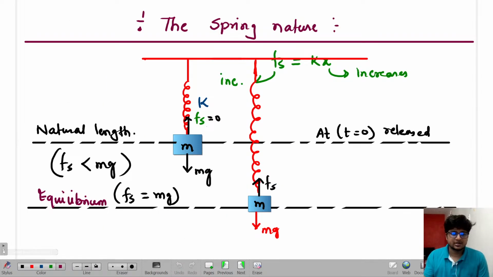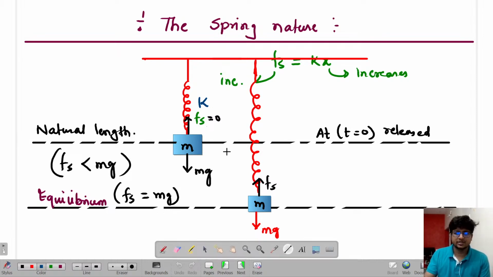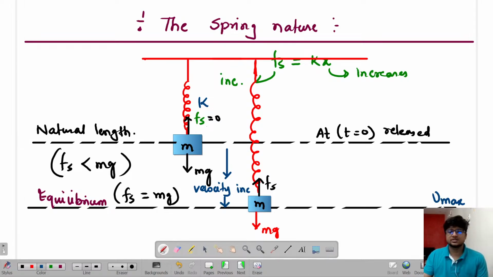So over here, in this region, spring force is less and mg is more, meaning the downward force is more and the spring force is less. So in this region, what is going to happen? Our velocity is going to increase. From here to here, velocity increases. In reality, at this point I have maximum velocity. Is that clear?